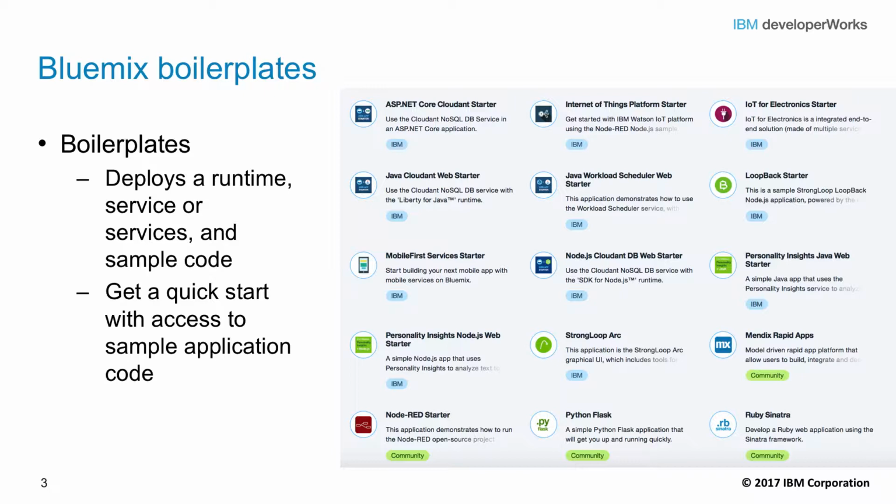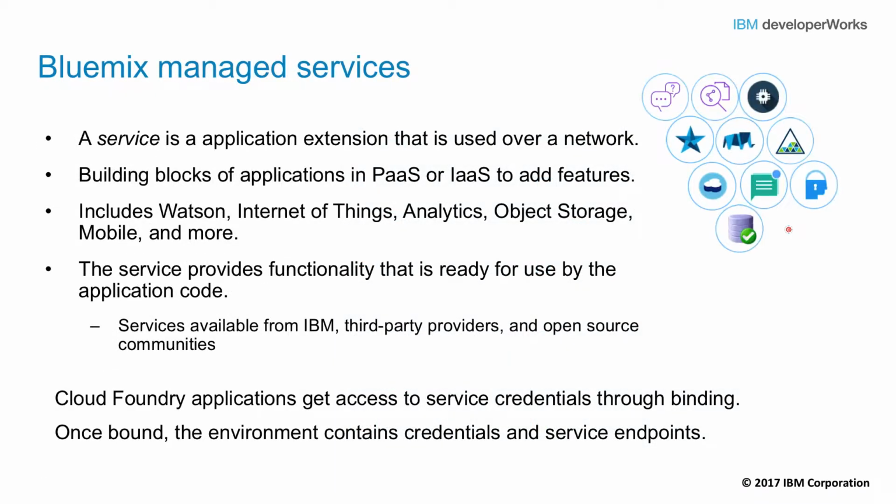The Bluemix catalog includes boilerplates that show you how to make a simple web application that interacts with a Cloud NoSQL database using a few different programming language runtimes. There are also boilerplates for Internet of Things, Mobile First, and the Watson Personality Service. Boilerplates provide a quick starting point for customization, along with a way to see how particular Bluemix services can be used. A service is an application extension that is available and used over a network.